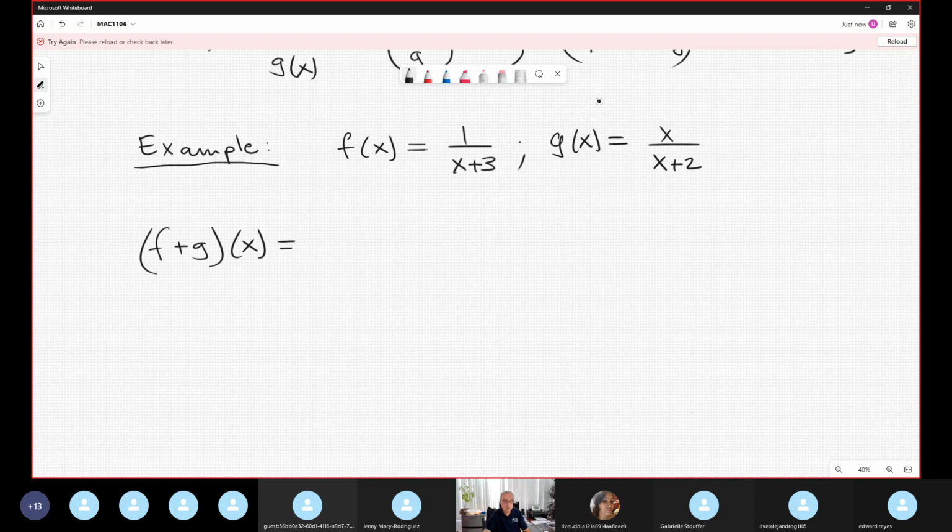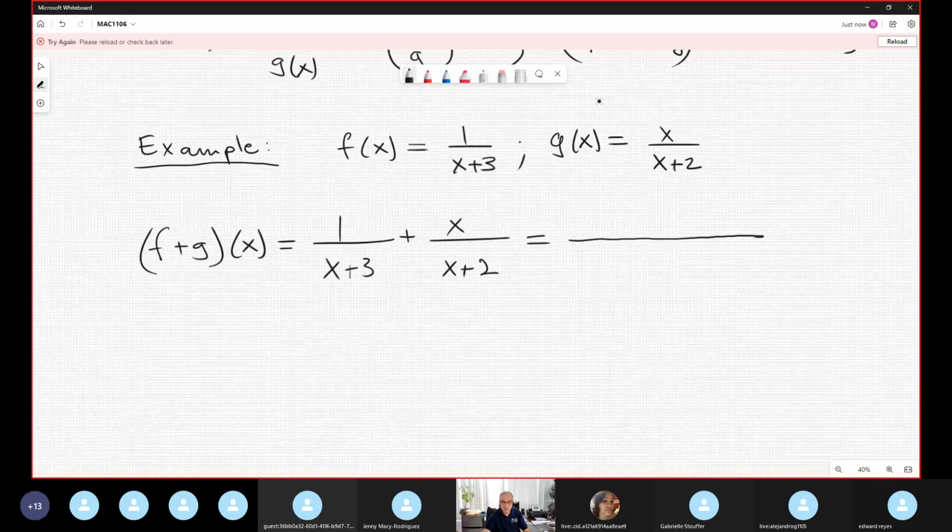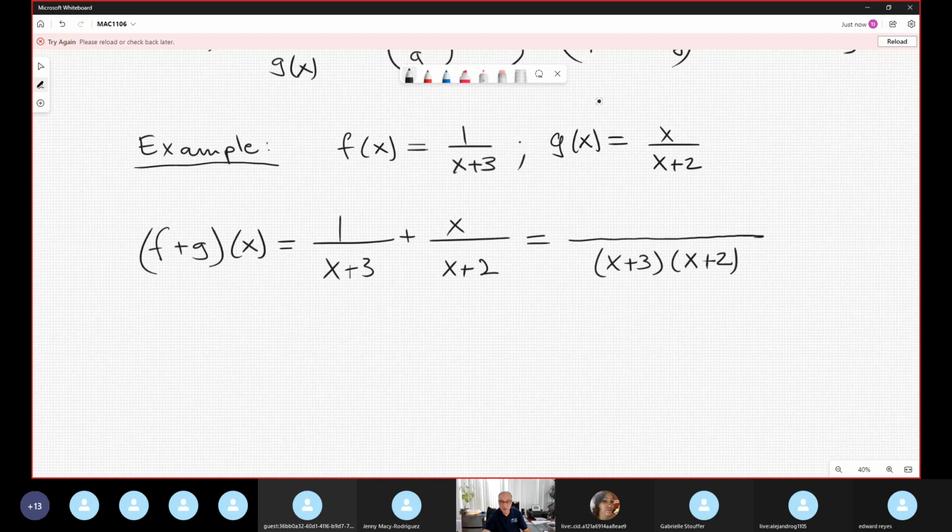of x is 1 over x plus 3 plus x over x plus 2. You can leave it like that, but more elegant is when you have fractions, condensing them into one common denominator. And obviously, the common denominator is both factors together. So when you divide the LCD by denominator 1, times numerator 1, and the first fraction, denominator 2, numerator 2, and the second fraction.